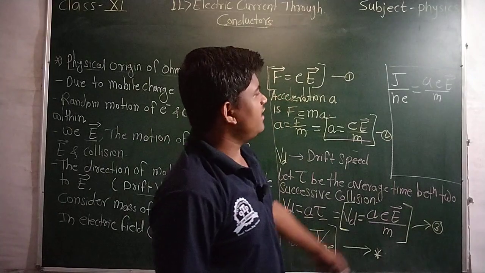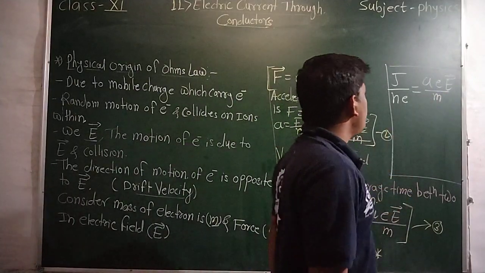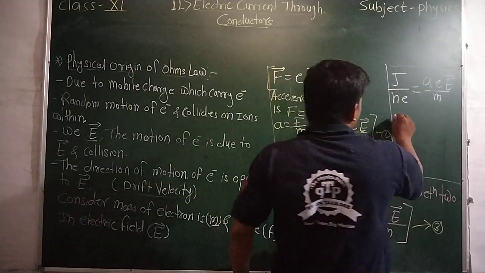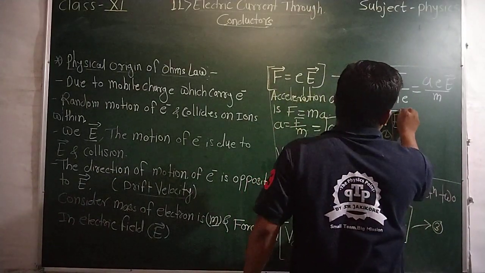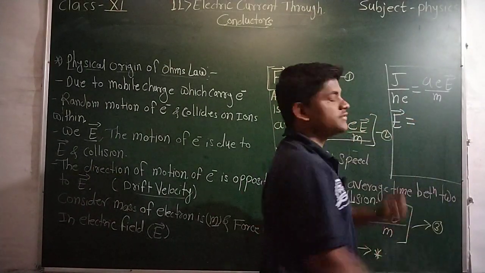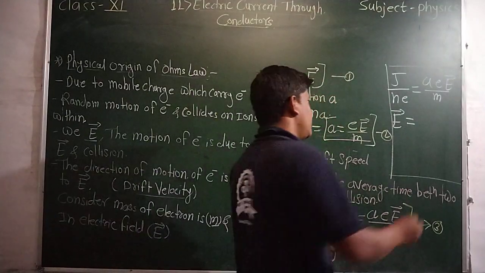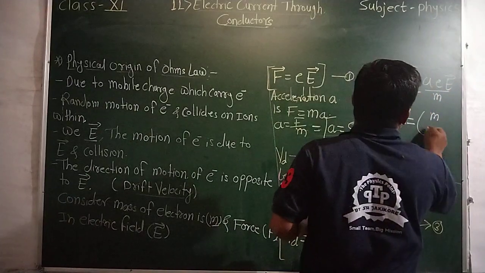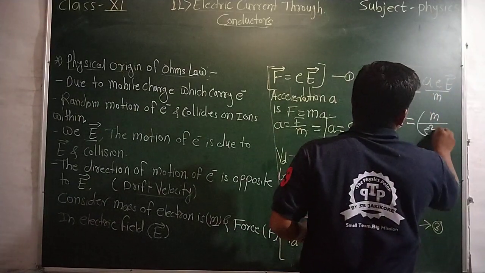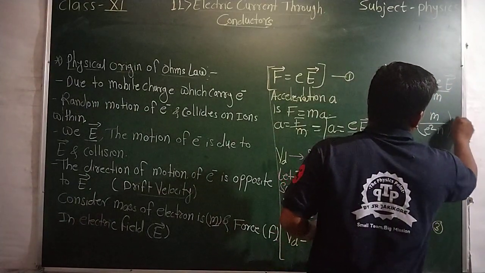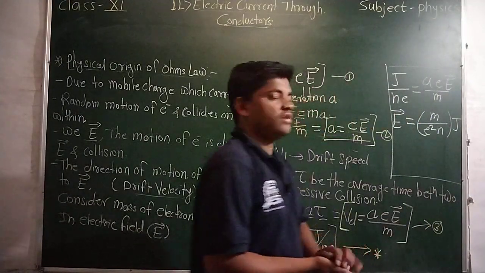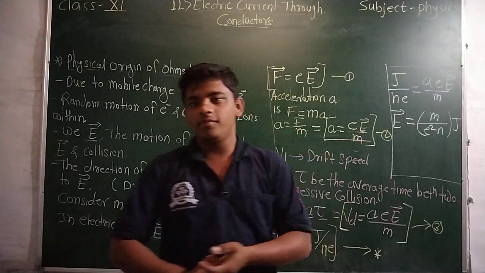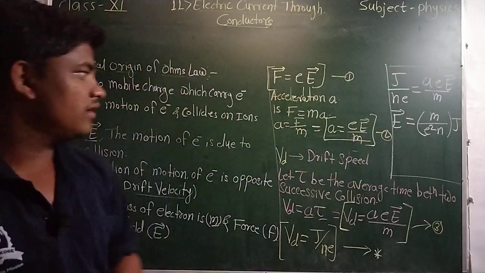Then we know that if we want to find the electric field, we can cross multiply and take the electric field on the left hand side, putting all remaining terms on the other side. Then m divided by E into E, that is E square into N into J. This is the required equation of our lecture.